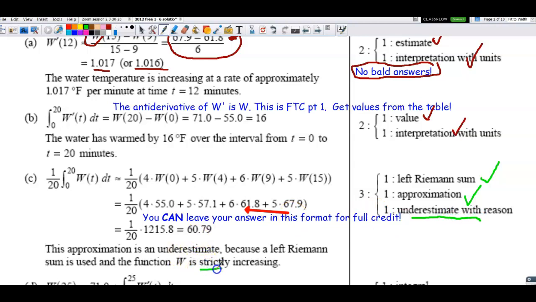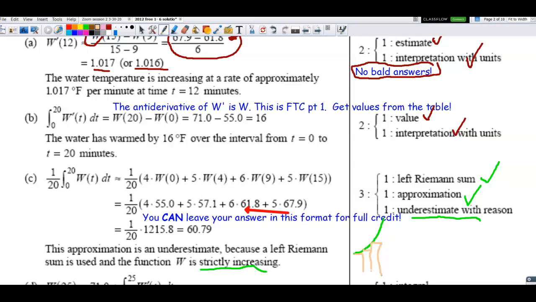W is strictly increasing. Now remember, the way I told you to do that is to draw a function that is increasing. So you could draw something like this, and then draw a few left endpoints. So I would start at the left and I would go to the right, then I would start at the left and I would go to the right, and then I would start at the left, sorry, this is not great, and go to the right, and you can see that I'm getting an under approximation.